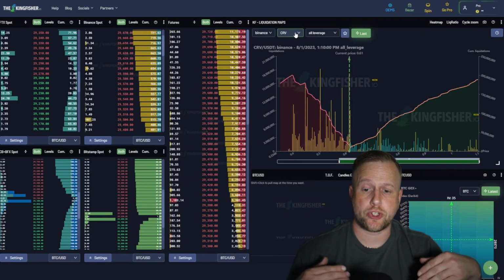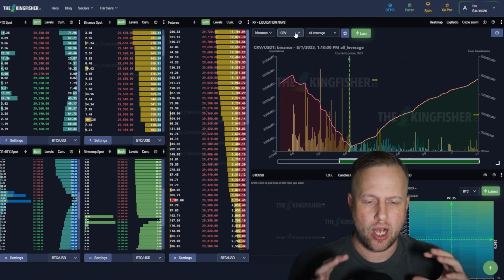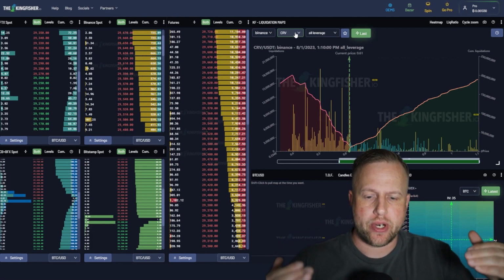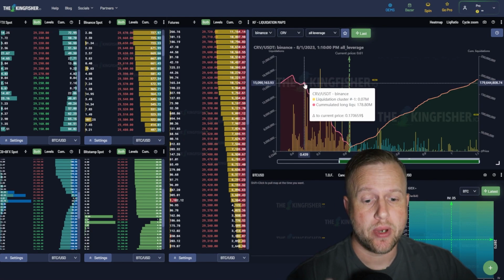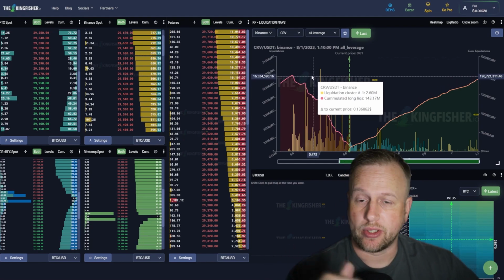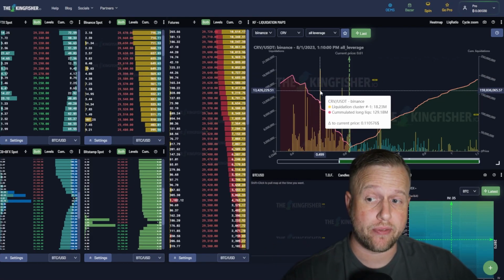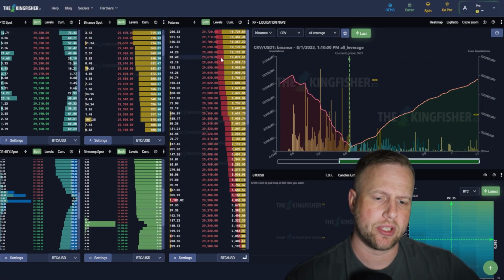So first, there are 2 main types of liquidity, 2 main types of orders that you need to watch out for, look for, and understand, because there is a difference between them. They are all different levels that you need to watch and be aware of. So the first is liquidation. I'm using Kingfisher. It's thekingfisher.io. I will put it in the description below and we'll talk about this a little bit more later.